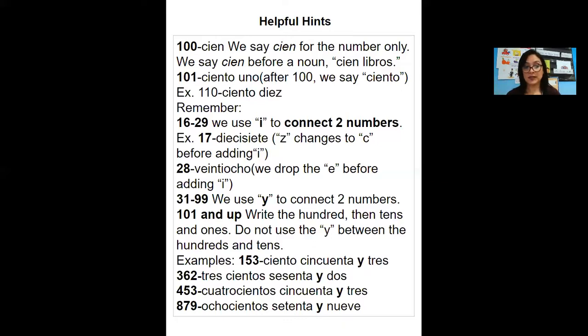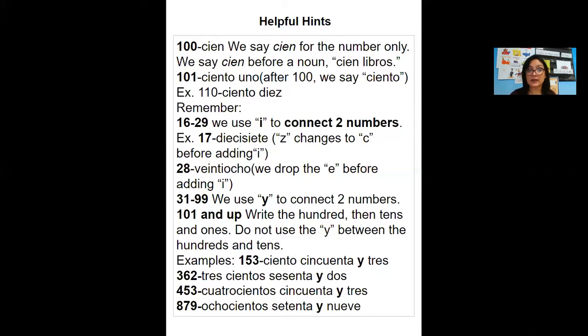And I also listed a couple of other examples. 362, trescientos sesenta y dos. 453, cuatrocientos cincuenta y tres. 879, ochocientos setenta y nueve.